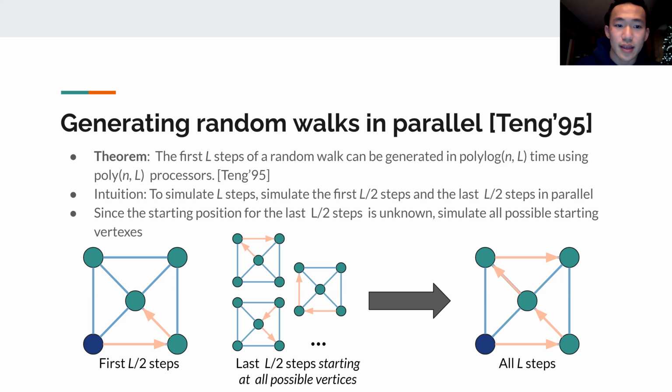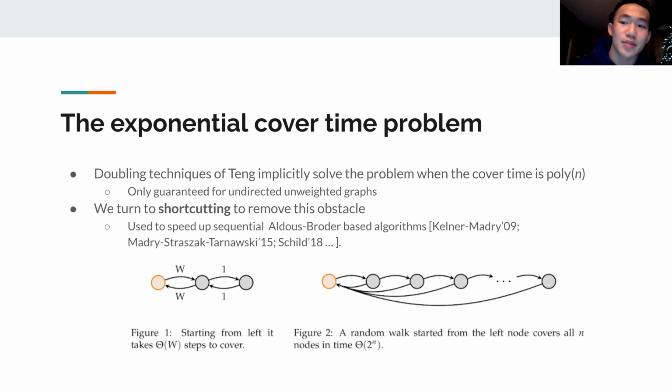So combining these two techniques, well, Tang's doubling trick already implicitly solves this problem of randomly sampling arborescences if the cover time of the graph is polynomial, because then we can just use Tang's trick to simulate all these steps and then extract all the first visit edges and walk away with a randomly sampled arborescence. The problem is it's very rare for the cover time of a graph to actually be polynomial.